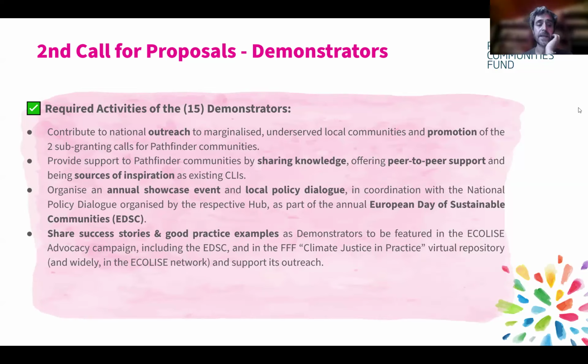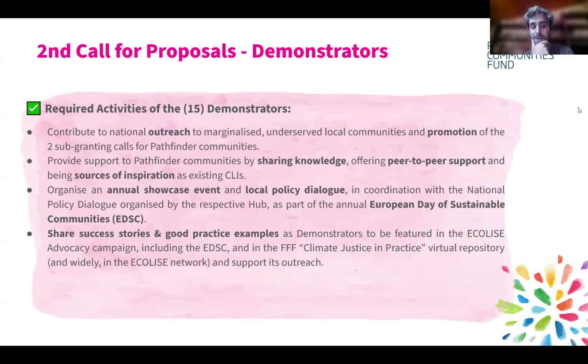existing CLIs. You will organize an annual showcase event and a local policy dialogue, in principle together, part of the same event, in coordination with the national policy dialogue organized by the respective hub. And all of that will be part of the European Day of Sustainable Communities. Those events will be in 2026 and 2027.